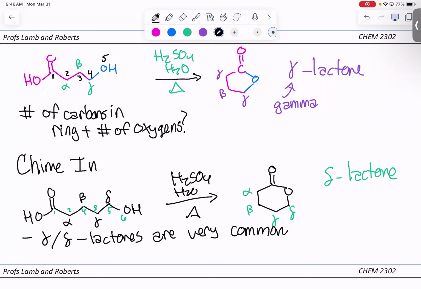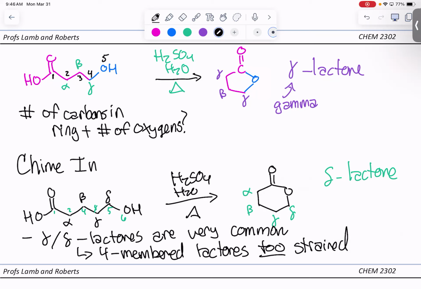But I will say that 4-membered lactones are too strained to make. We can make them, but not through this synthesis. So for the purposes of this class, they're too strained to make. We cannot accommodate the energy necessary to actually form that ring. So we just commonly see 5 and 6-membered lactones. And that makes sense with ring strain.